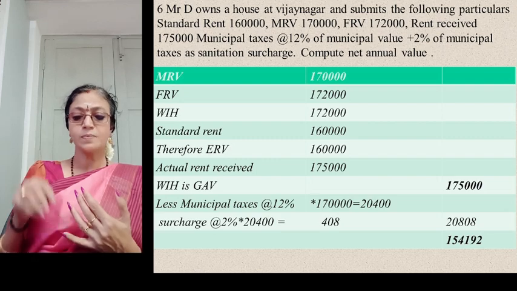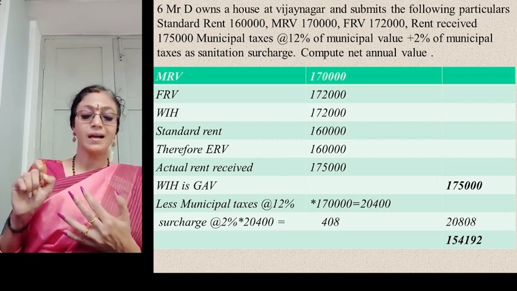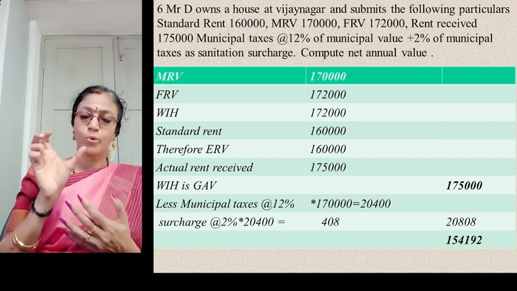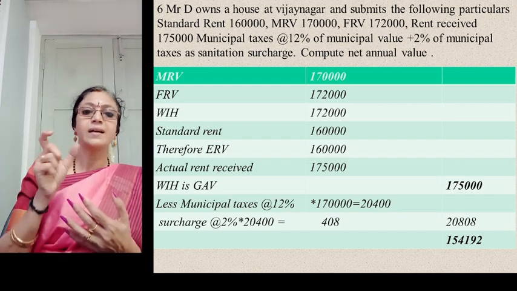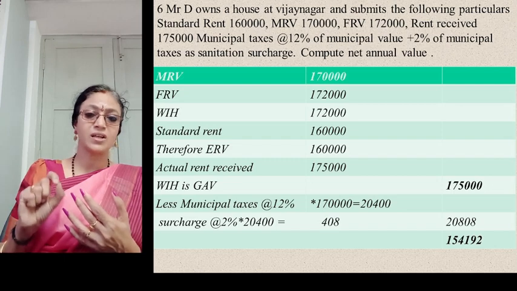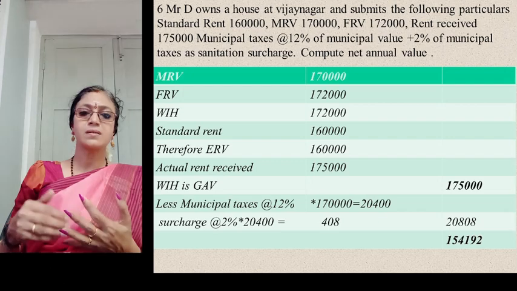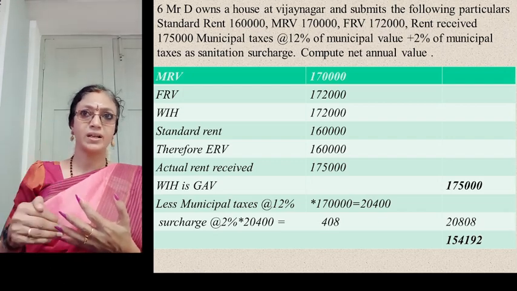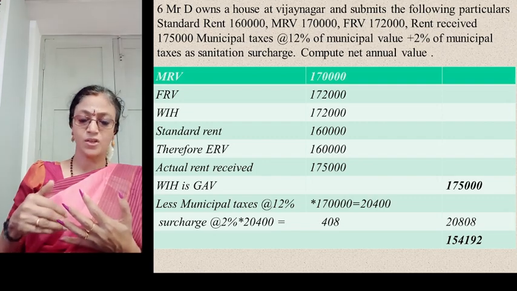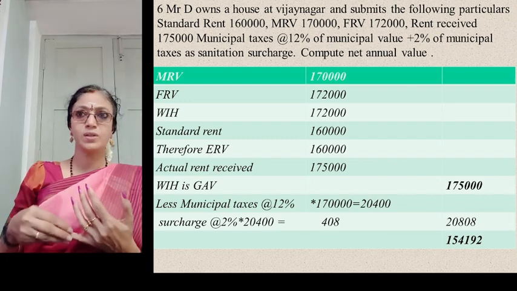Now it also says he also pays 2% of municipal taxes as a sanitation surcharge. So on the amount of municipal taxes that he has paid, he calculates 2% and that is charged as sanitation charges which he pays to the municipality. So on 20,400 you will calculate 2% and that would be claimed as municipal sanitation charges.